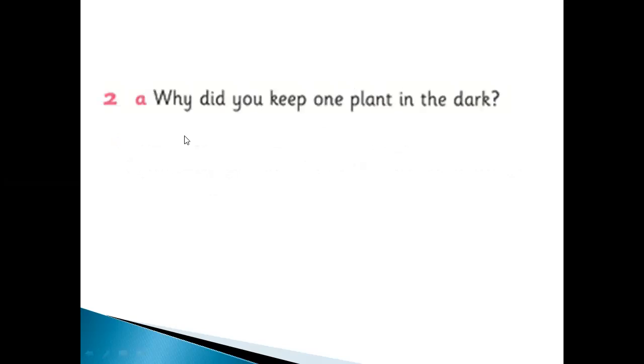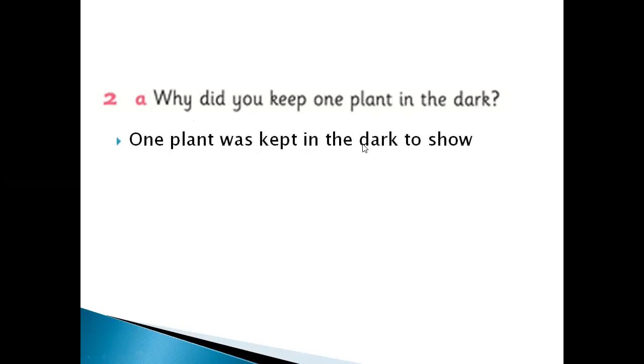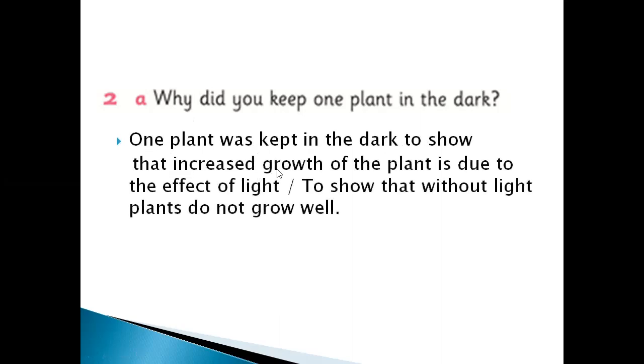Question number 2, why did you keep one plant in the dark? We want a prediction, so you can write: one plant was kept in the dark to show that increased growth of a plant is due to the effect of light. We put one plant in a dark place and one plant in a sunlight place.